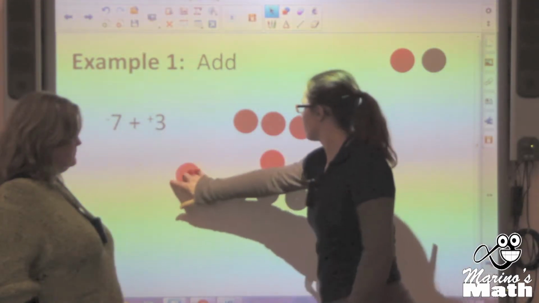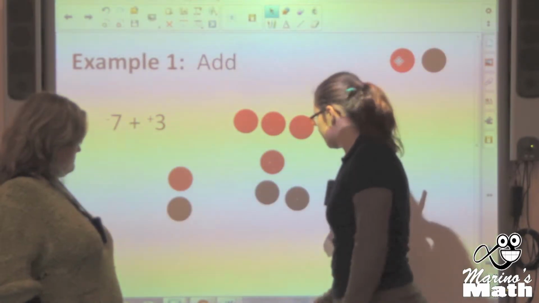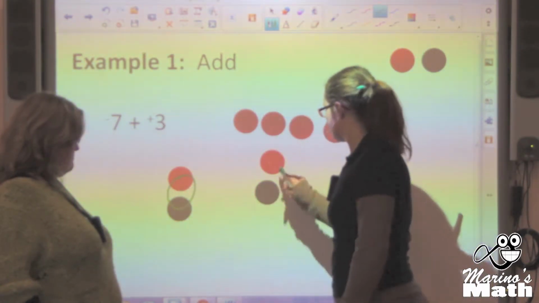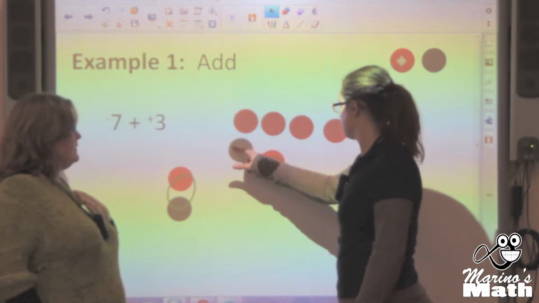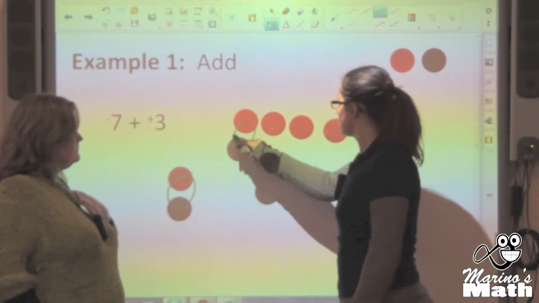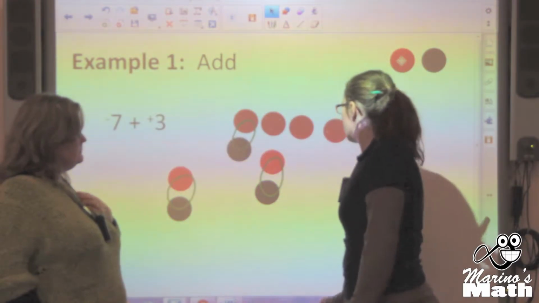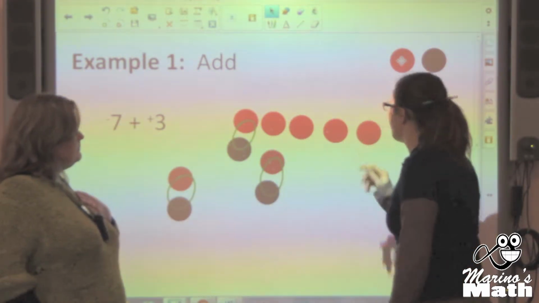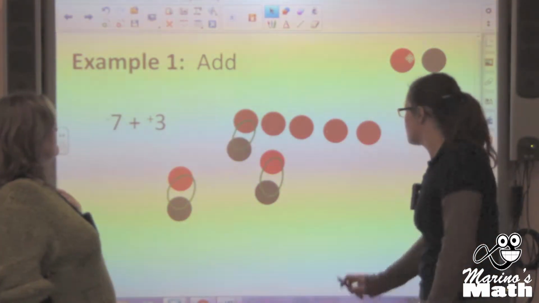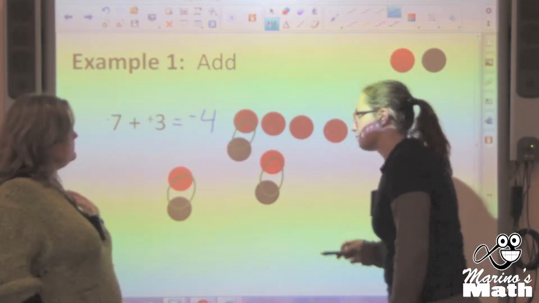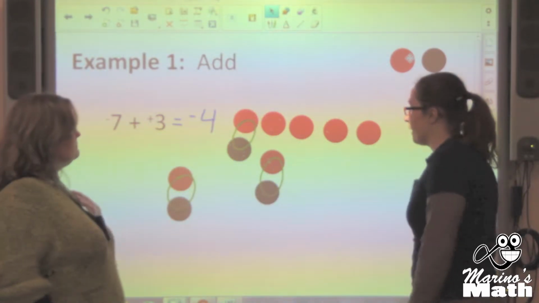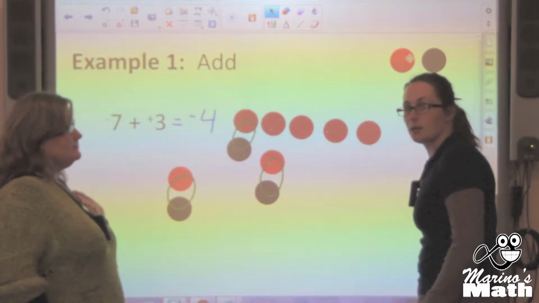Every time I have a red one and a black one together, they just make 0. This one makes 0, because it's a -1 and a +1 added together. So if I consider all these zeros to go away, I'm left with 1, 2, 3, 4 red chips, which means my answer is -4.